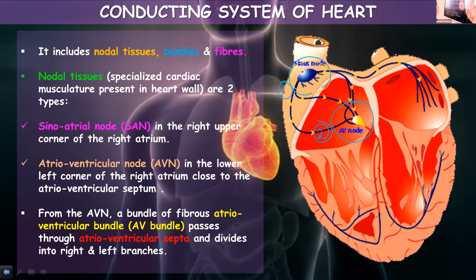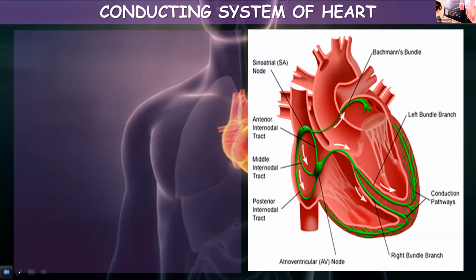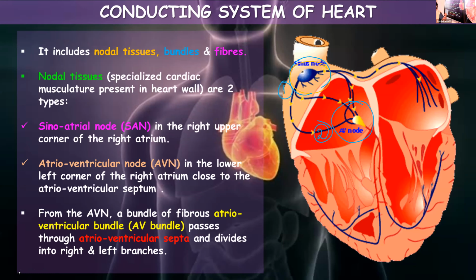And then we learned about bundles and fibers from AVN. Even though the color is not so clear, everything is in red, so you might find it difficult. Other than that, I think in this picture the transfer of these fibers is a little more clear. Just a minute, let me take a different color. Okay.